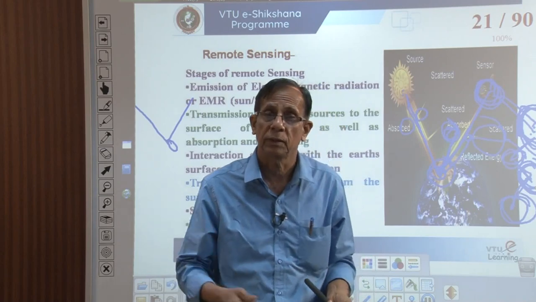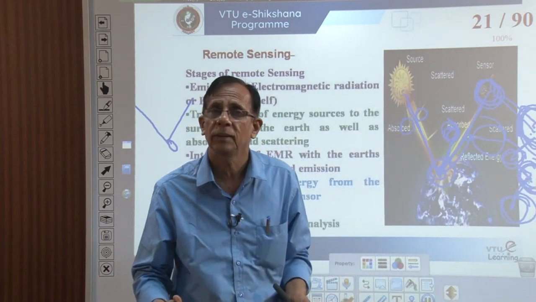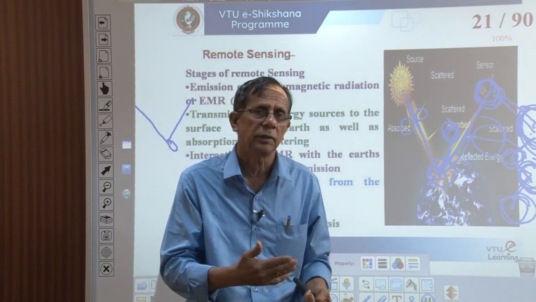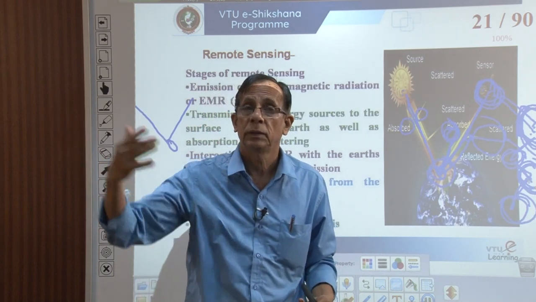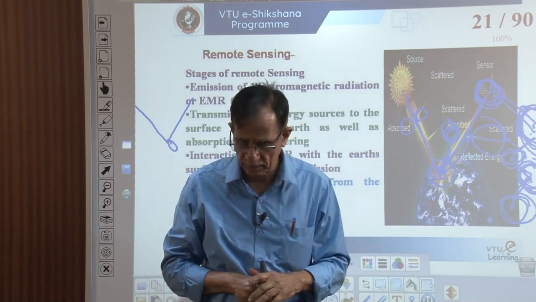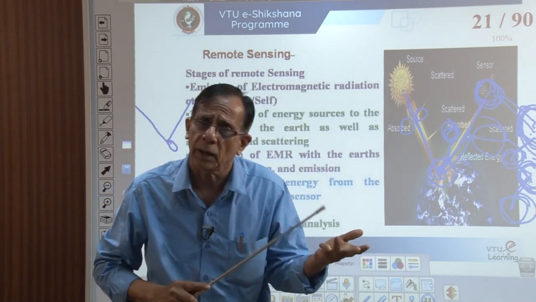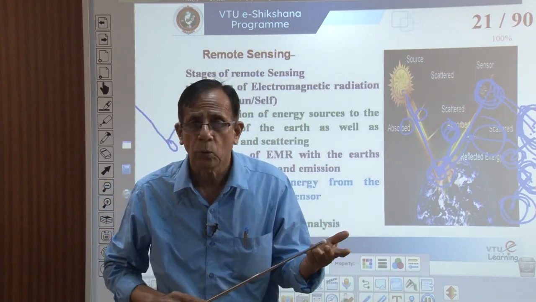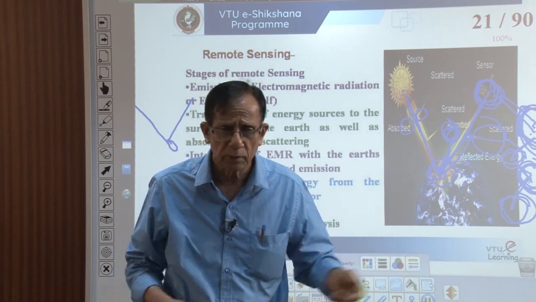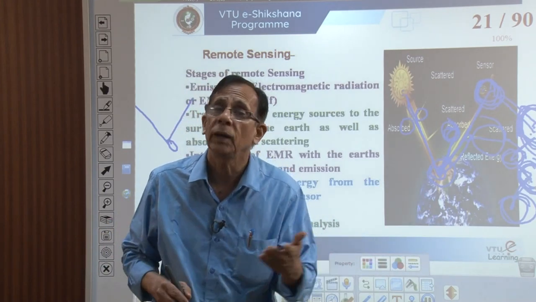Forestry people are concerned with the vegetation, and they process it and send it to the user agency differently. For example, whether it is areca nut, coconut, or natural forest, all look red. And how do they analyze it?